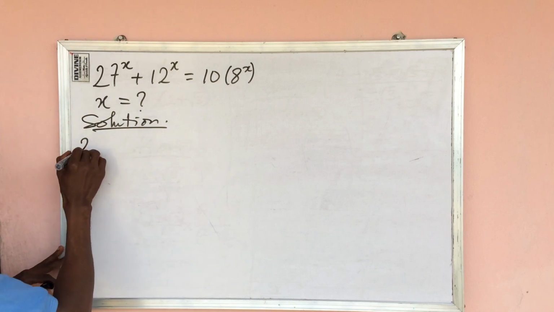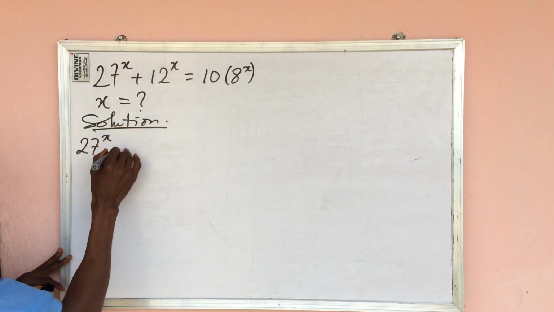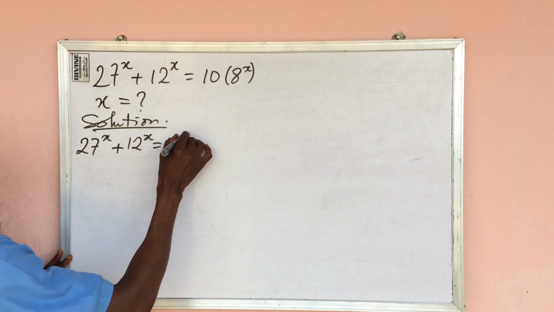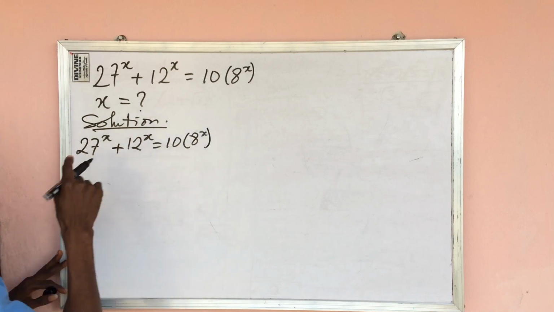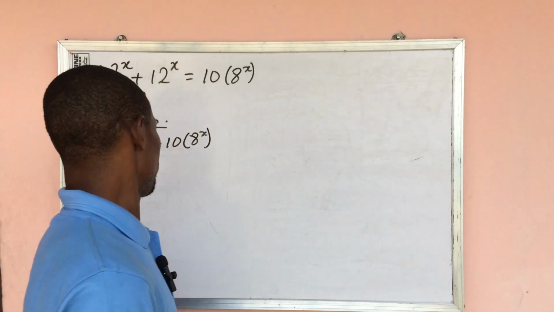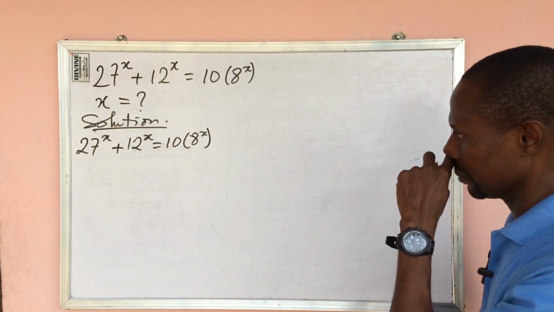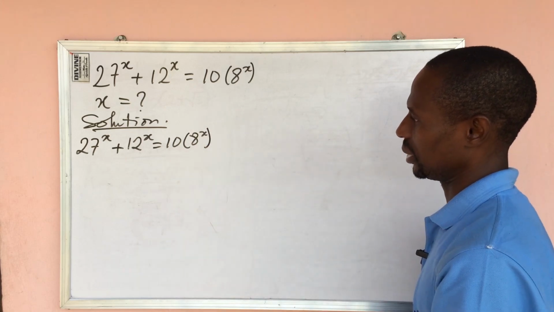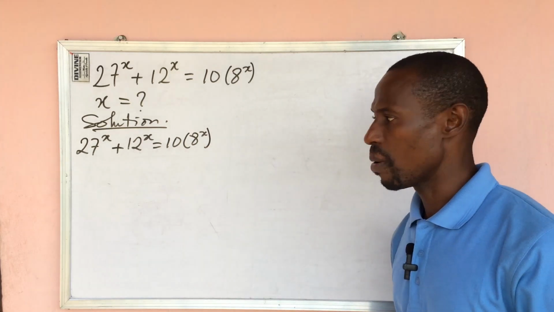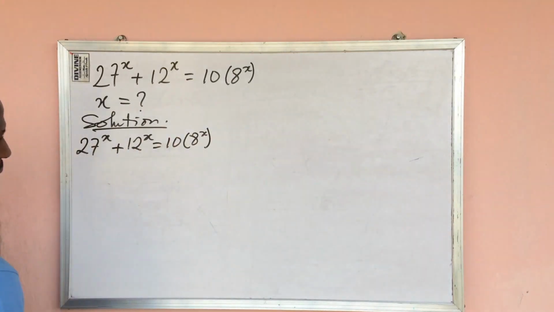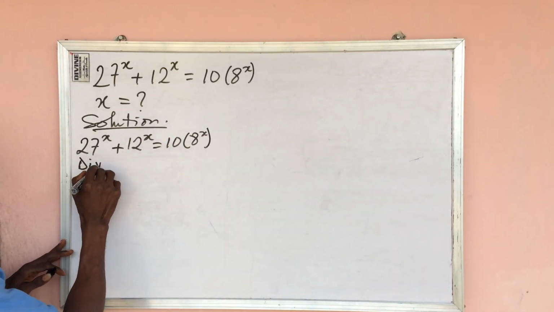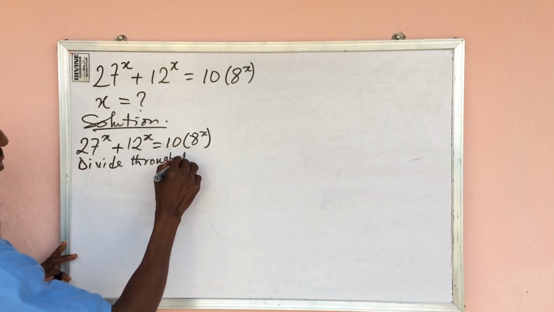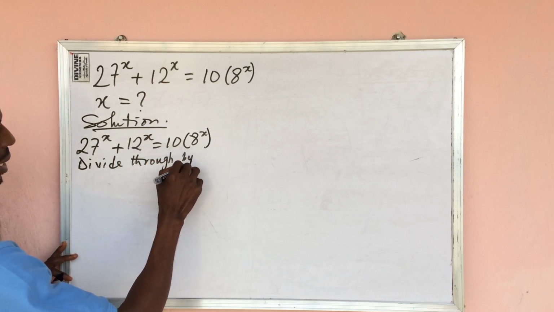We write down our equation: 27 to the power of x plus 12 to the power of x equal to 10 into 8 to the power of x. From here, the number one thing we're going to do is simple. We eliminate this 8 to the power of x. In other words, let's divide through by 8 to the power of x.